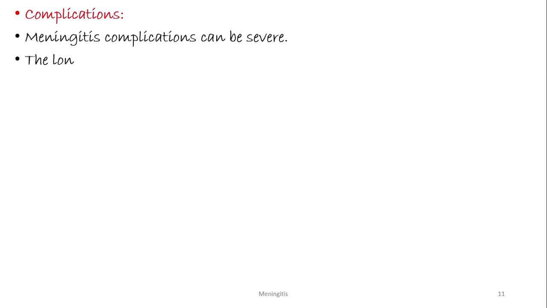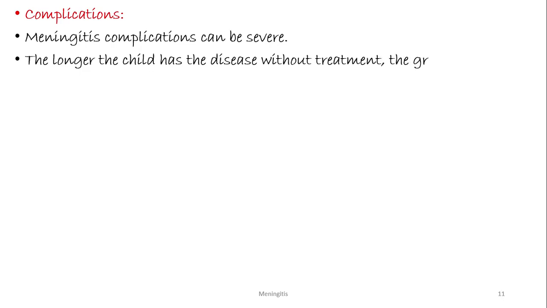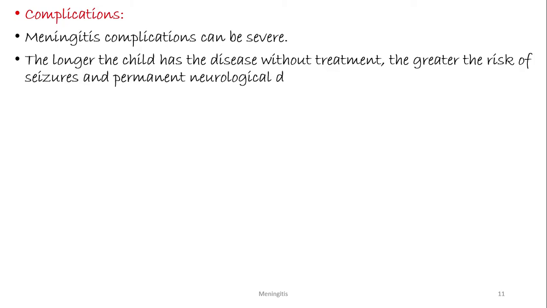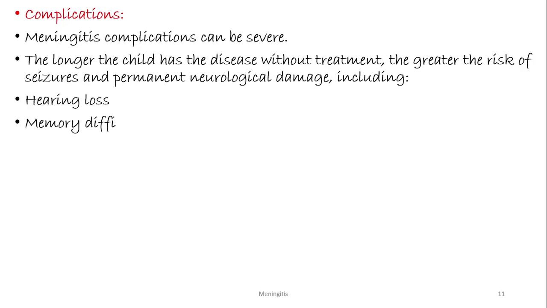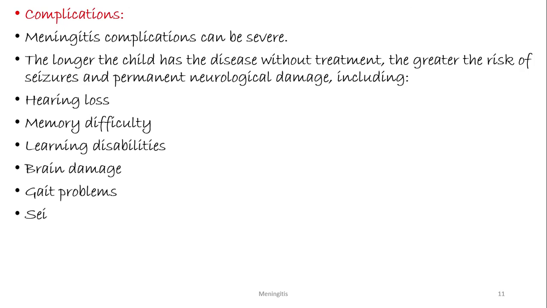Now let us take a look towards the complications. Meningitis complications can be severe. The longer the child has the disease without treatment, the greater the risk of seizures and permanent neurological damage, which includes hearing loss, memory difficulty or memory loss, learning disabilities, brain damage, gait problems, seizures, kidney failure, shock, and ultimately death.